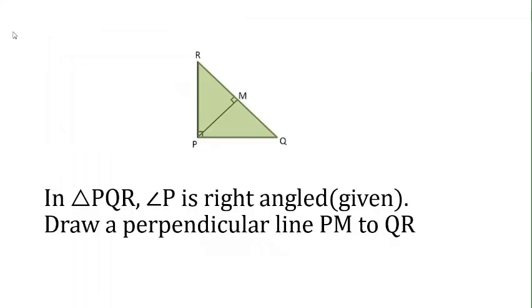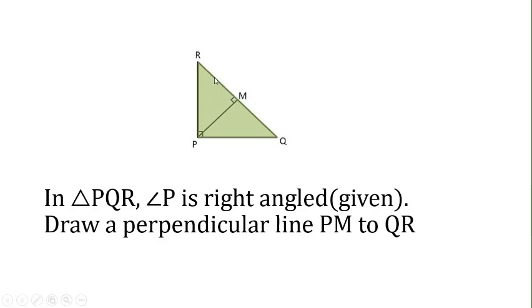So, what is given here? Triangle PQR is a right angled triangle. It is right angled at P. That means angle P will be 90 degrees. Obviously, opposite to this right angle will be the hypotenuse of that particular triangle. So, QR becomes the hypotenuse of that particular right angled triangle PQR.